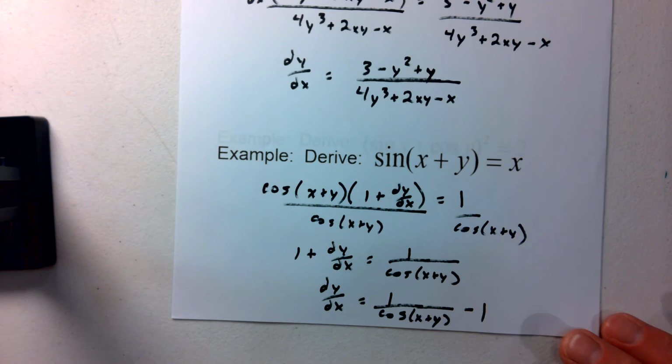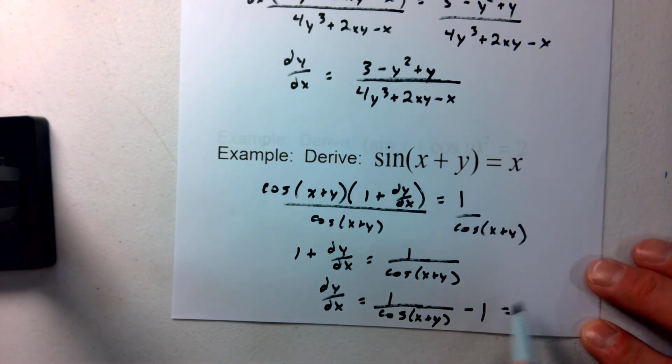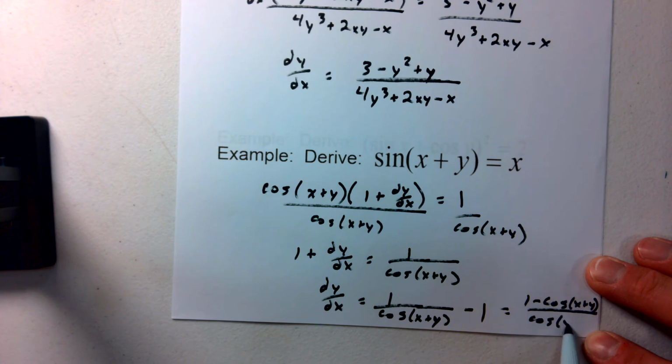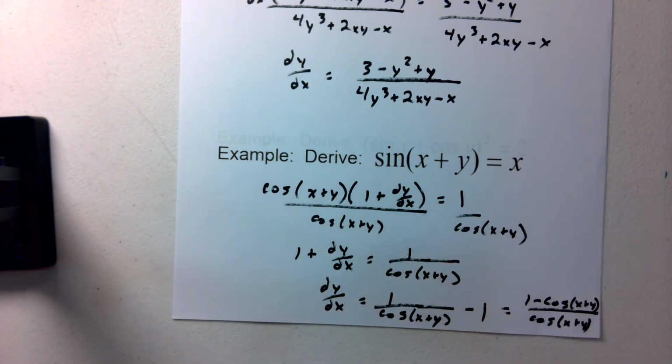minus 1. If you want, you can find a common denominator. That would be cosine of x plus y. So you'd have 1 minus the cosine of x plus y over the cosine of x plus y. If you want, I can write that out as well. And that's only if you needed it for a common denominator, if maybe it was a multiple choice question. And there you go.